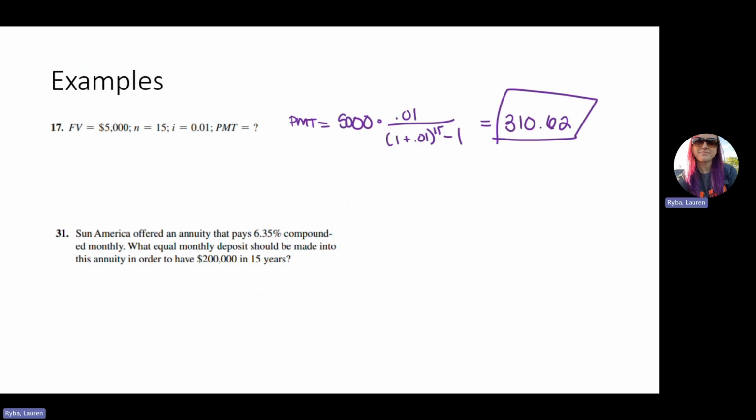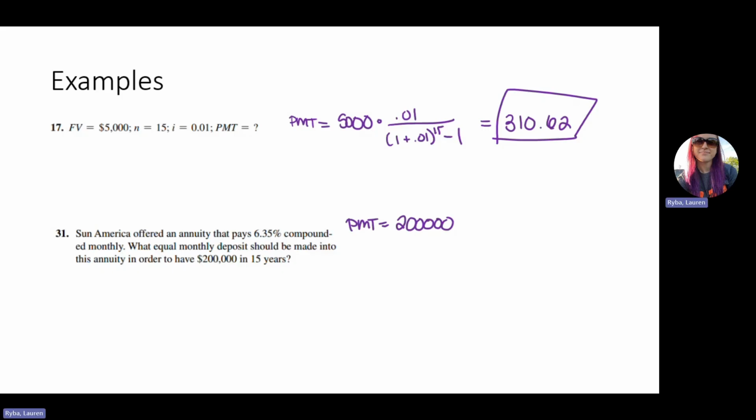SunAmerica offered an annuity that pays 6.35% compounded monthly. What equal monthly deposits should be made into this annuity in order to have $200,000 in 15 years? So my goal is again to find the payment. I want to reach 200,000.